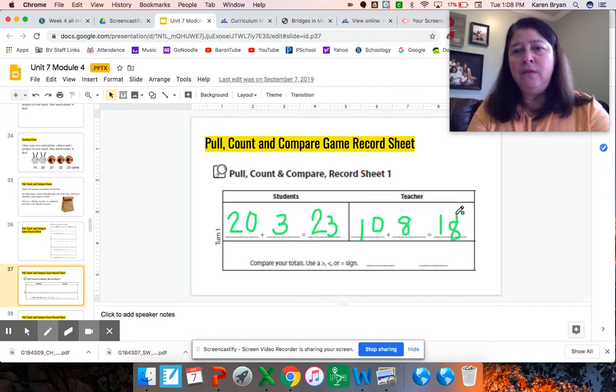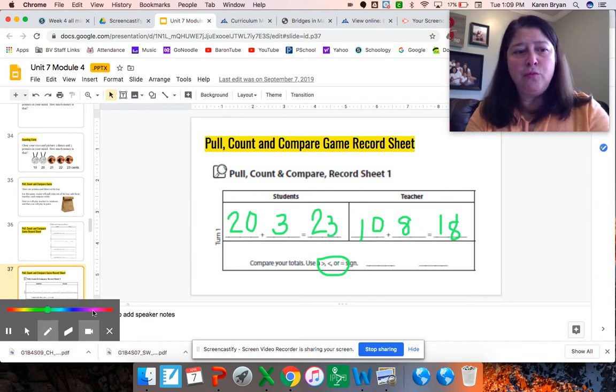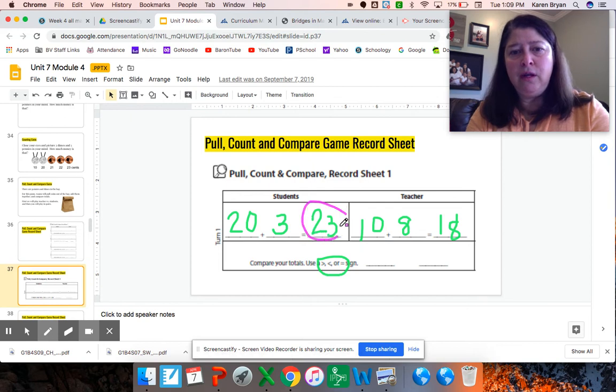And then one of our really big focuses now is putting those into a comparison. So if you take a look here, we're going to use that greater than, that less than, or that equal sign to compare these 2 numbers. So I'm going to change my color here. I like this purple. I'm going to take this number 23, the total, and put it down here on this line. And then I'm going to take this number 18 and put it down here on this line.